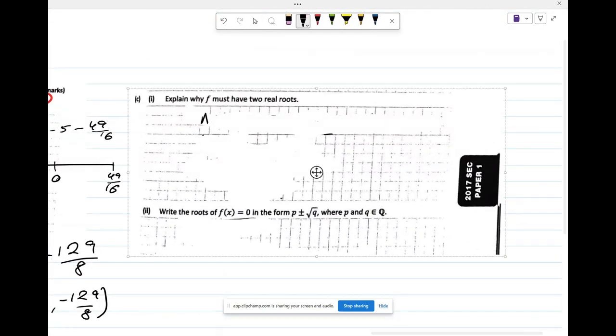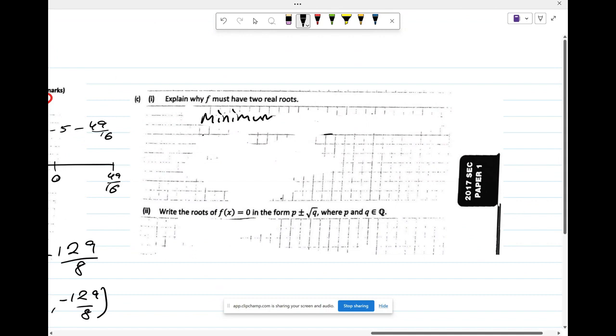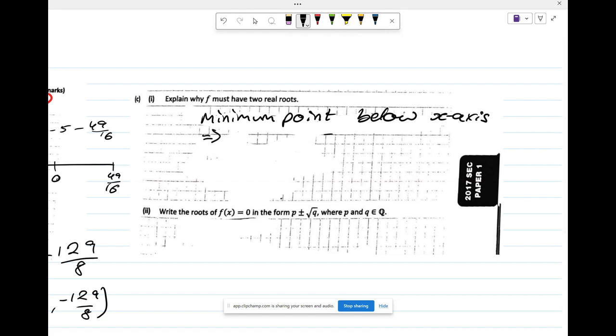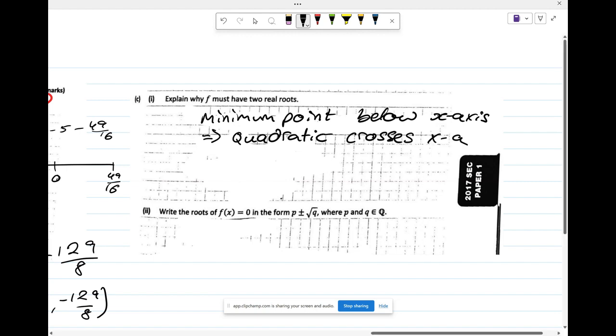So we can just say: minimum point below x-axis, therefore quadratic crosses x-axis, therefore two real roots. That's all you have to say. And then that's your job done.